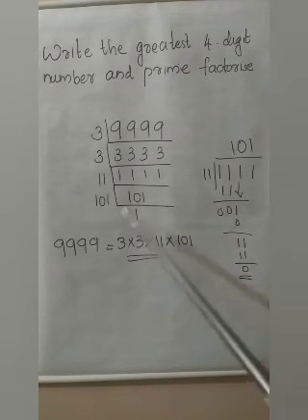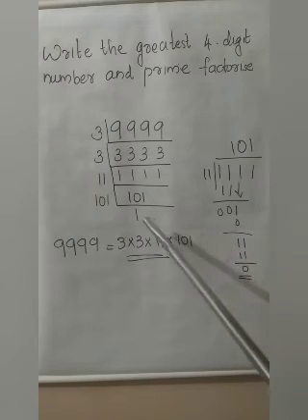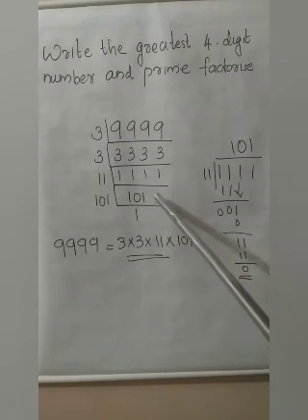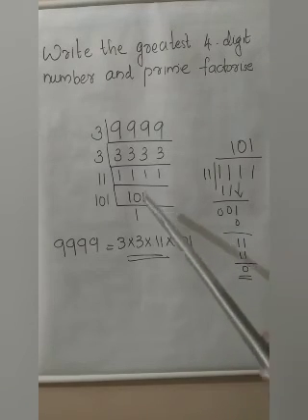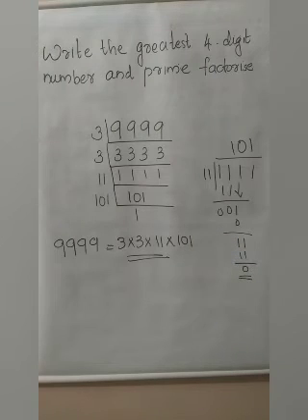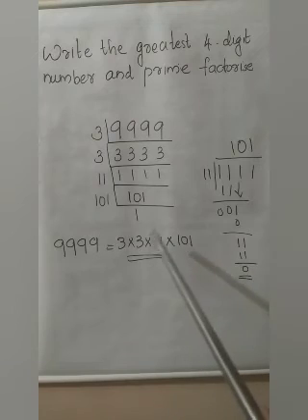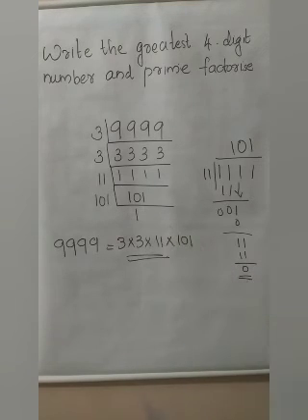Now, 101 again you are checking. 1 plus 1, 2. This is not an even number, not divisible by 2. 1 plus 1, 2. 3 will not be divisible. Again, this is an odd number. But if you check that, you can see this 101 is a prime number. Prime number means what? Only the factors will be that number and 1.